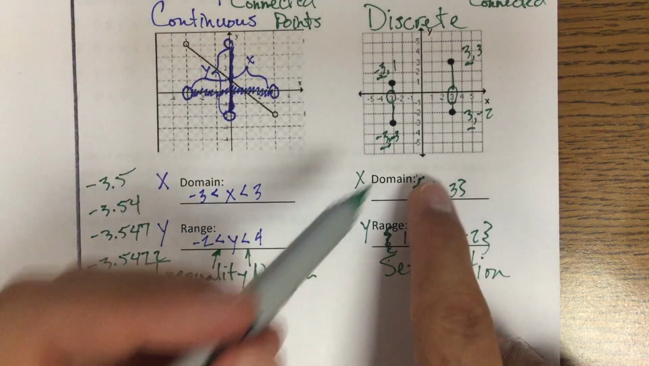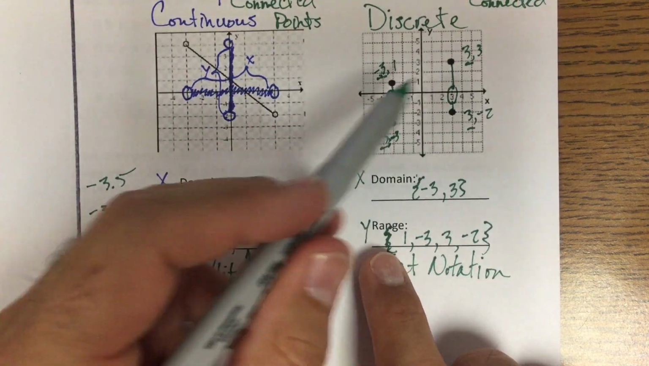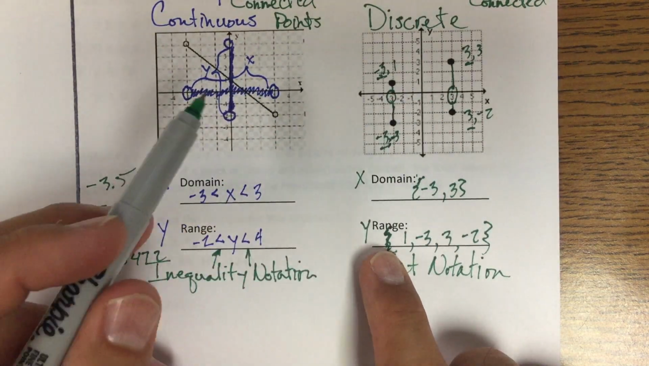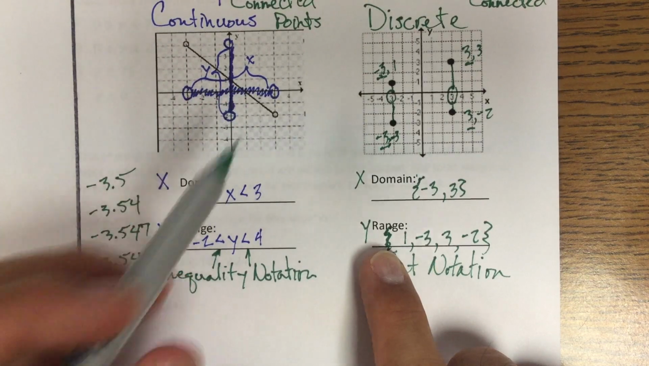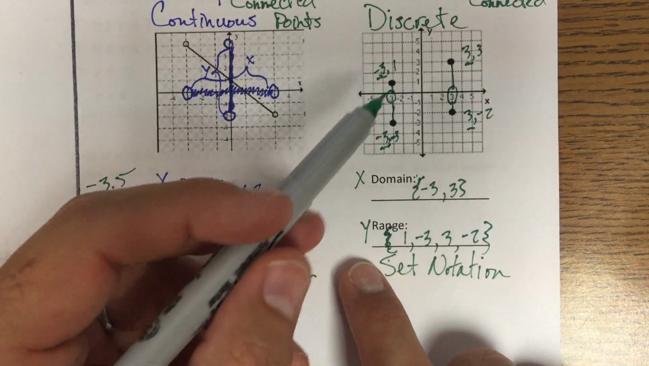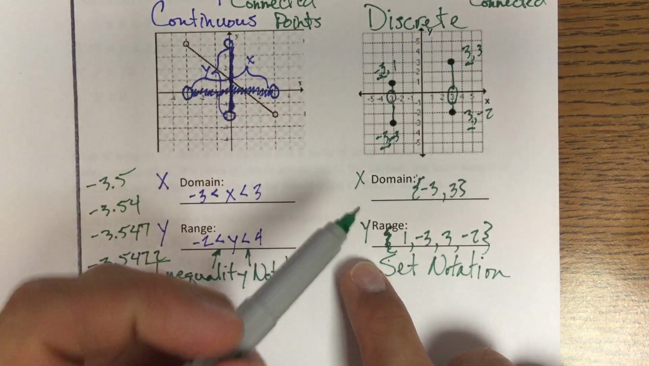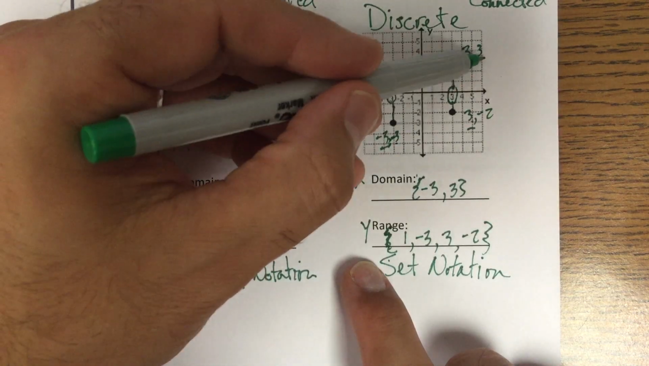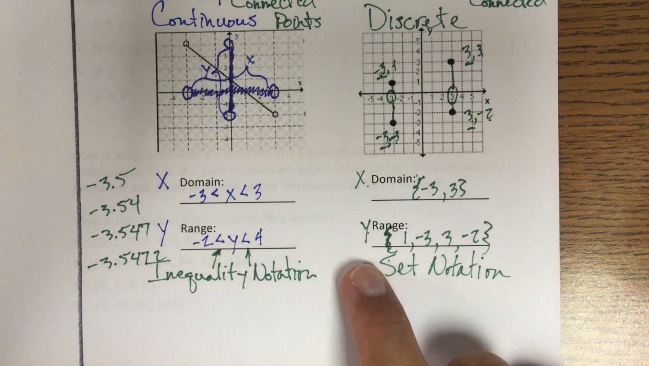The squiggly brackets help you know that this is a set, a list of numbers. So you see the difference between inequality notation and set notation. Here I'm trying to describe all of the different points that are on the line, and they can be all kinds of decimals. But here I don't have that. I have specific values, -3, -3, 3 and 3. I have 1 and -3, 3 and -2, and those go in the domain and in the range.